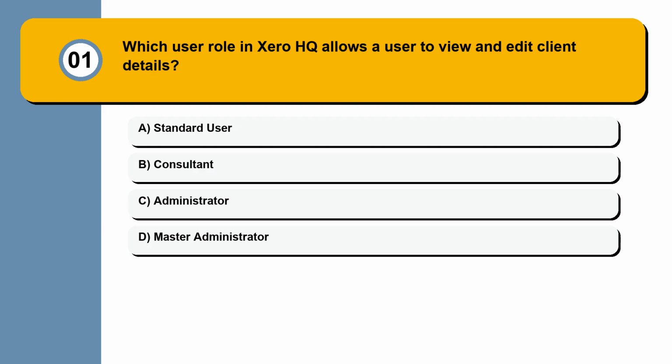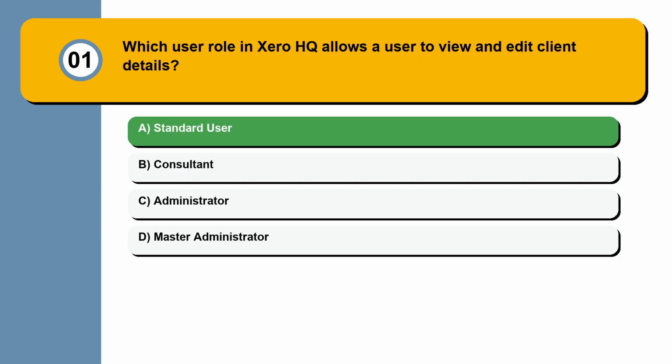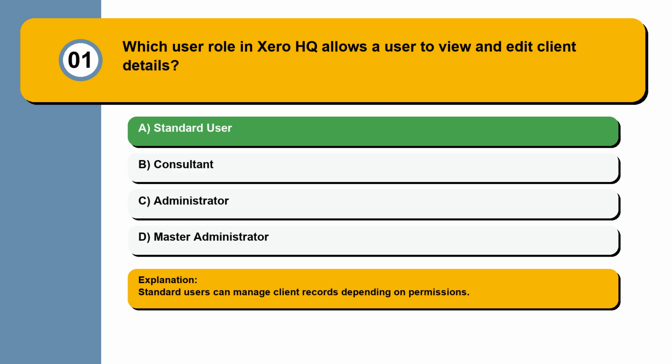Question 1. Which user role in Xero HQ allows a user to view and edit client details? Standard user, consultant, administrator, master administrator. Standard users can manage client records depending on permissions.